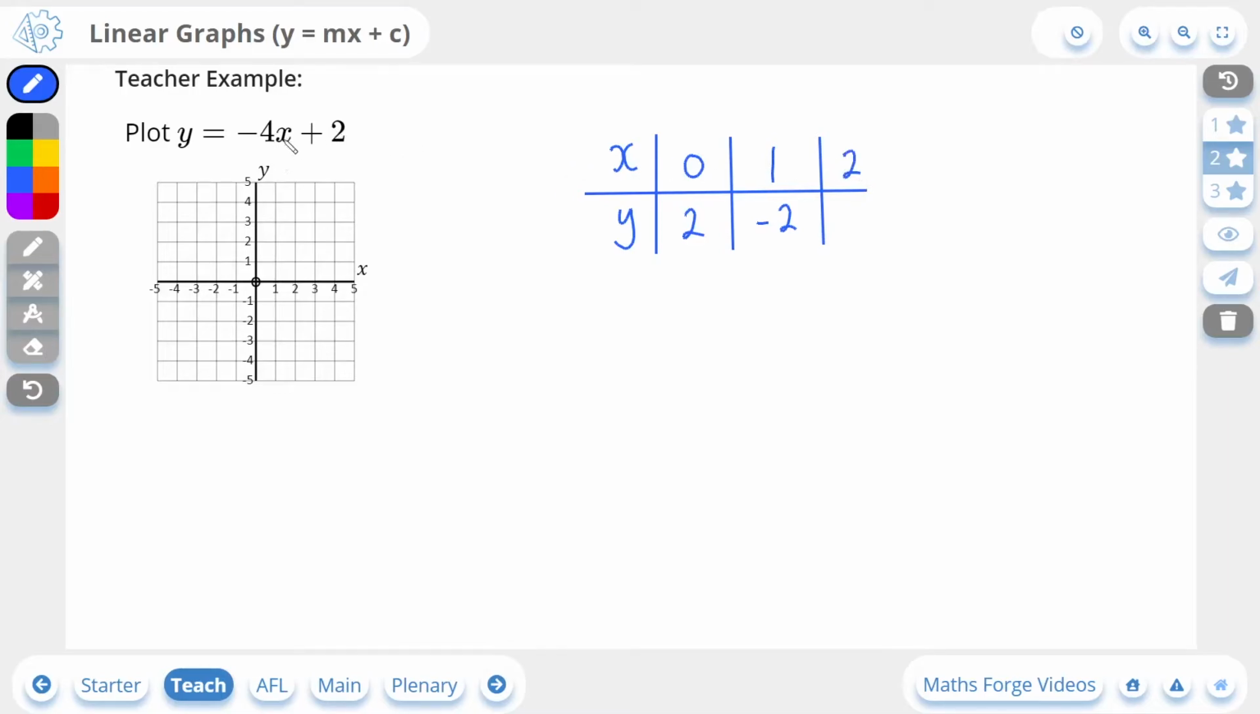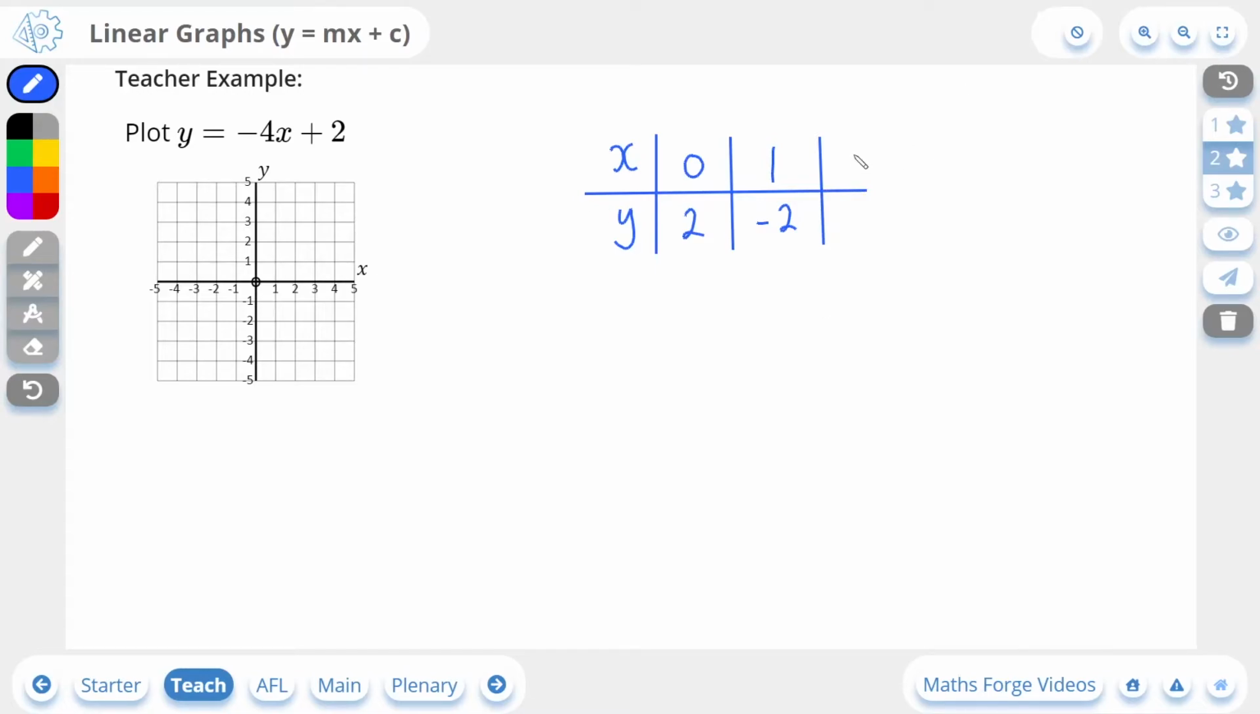Now let's try 2. 2 times negative 4 is negative 8. Negative 8 plus 2 is negative 6. This isn't going to work. We don't actually have a negative 6 on our grid. So we're going to pick a different number. If we pick 3, it's also going to give us a number that falls off of this grid.